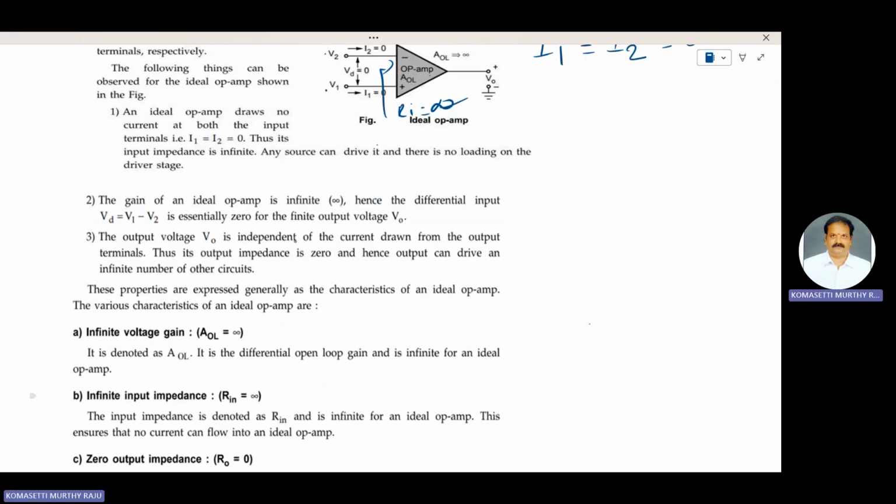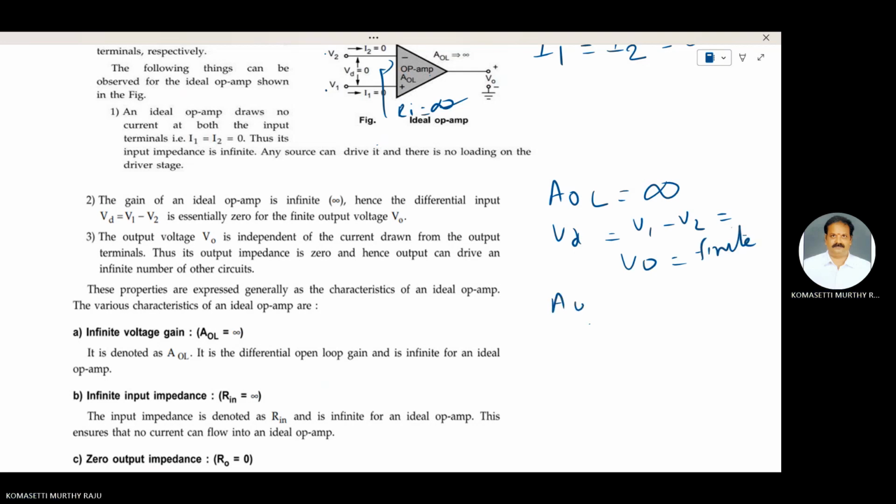The gain of an ideal op-amp is infinity. That means the open loop gain of an ideal op-amp is infinity. Hence, the differential input Vd is equal to V1 minus V2 is 0 for a finite output voltage. V0 is finite. We know that the open loop gain of an operational amplifier is equal to the output voltage by the input voltage Vd. Vd is equal to V0 by AOL. AOL is infinity, so V0 by infinity is equal to 0.